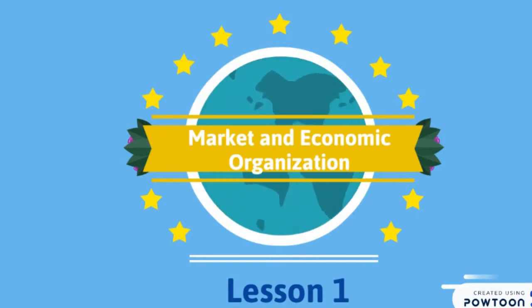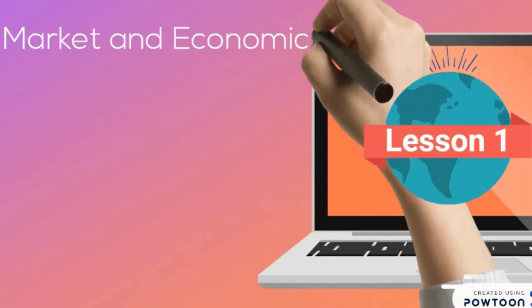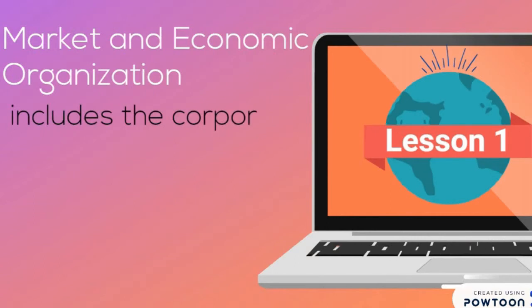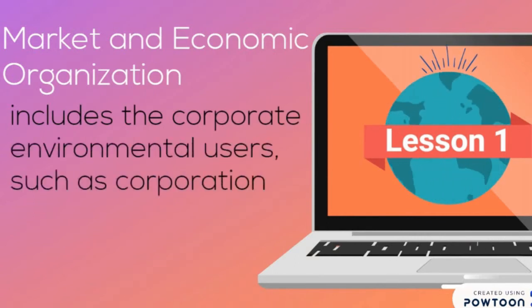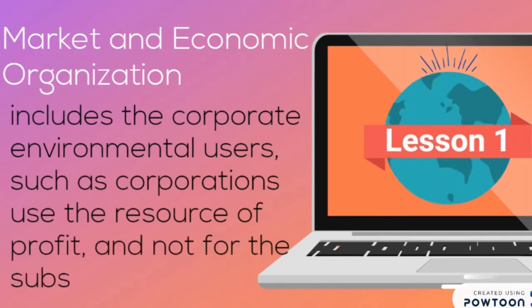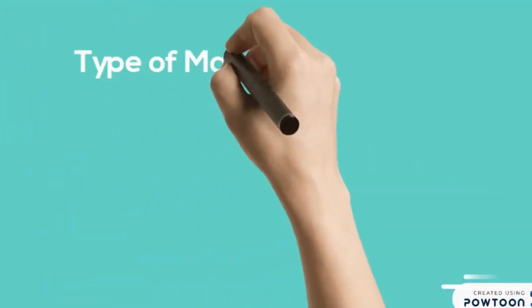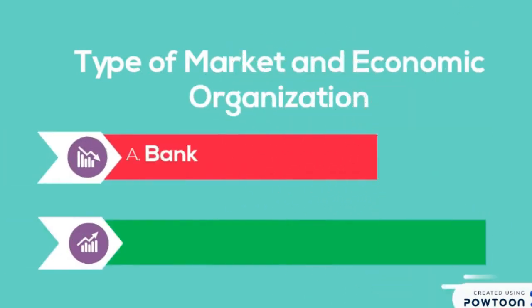So, what is market and economic organization? Market and economic organizations include the corporate environmental users, such as corporations, that use the resources for profit and not for subsistence. There are two types of market and economic organization, namely banks and corporation.